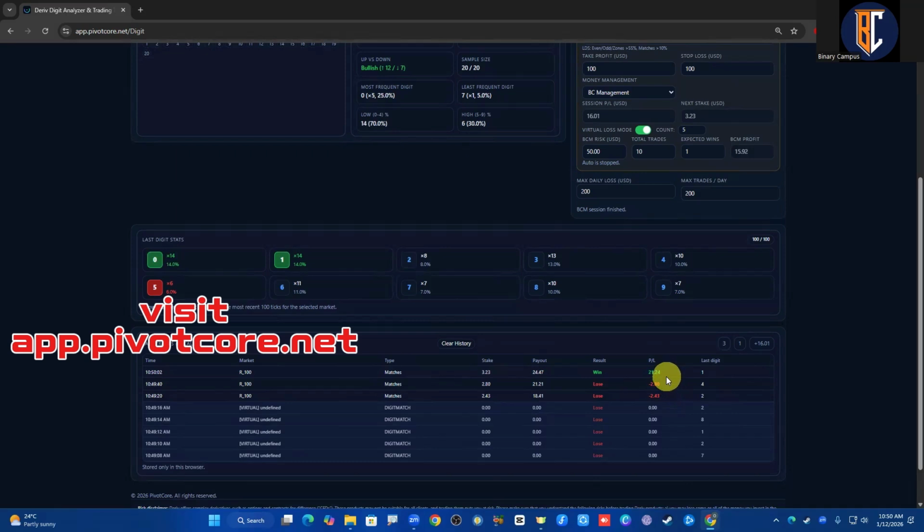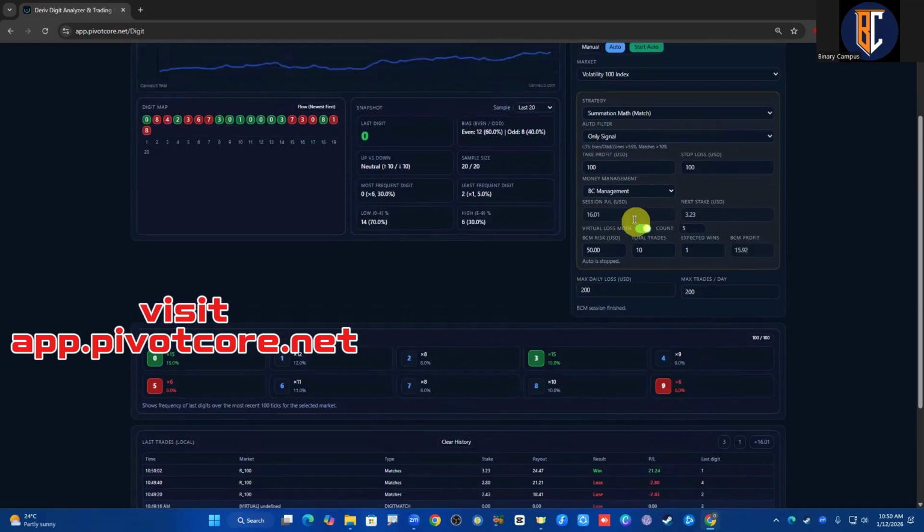Plus, the platform is cloud-based and optimized for stability, meaning you don't have to worry about browser crashes or internet lags ruining a perfect setup. So, if you're serious about moving away from random betting and want to start trading with a mathematical edge, you need to stop doing this the hard way. The digit matcher strategy with virtual loss is powerful, but it is only as good as the tool you use to run it. Don't leave your capital to chance with basic tools.